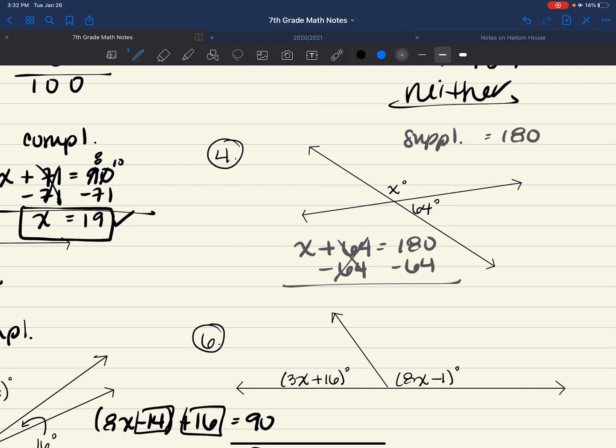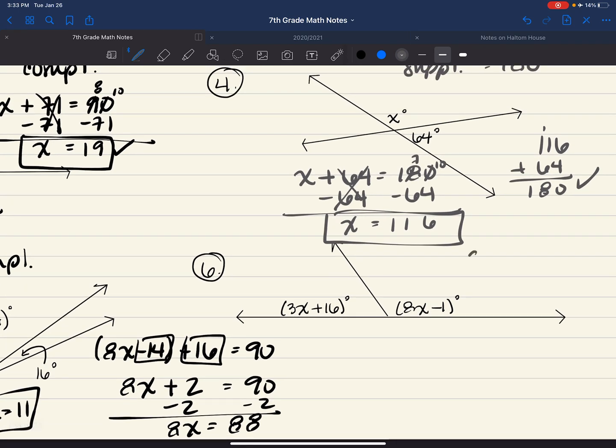Now that cancels each other out, bring down my x. Let's do some borrowing here. 10 minus 4 is 6, 7 minus 6 is 1, and bring down the 1. X should equal 116. Now, let's check our answer to make sure we're right. 116 plus 64 should come out to 180. 6 plus 4 is 10, carry the 1. 1 plus 1 is 2, plus 6 is 8, carry that 1. Cool, 180 degrees. Done. Moving on to number 6.